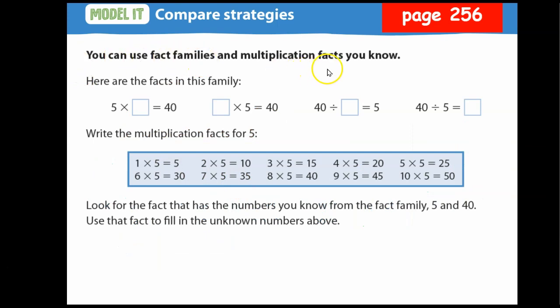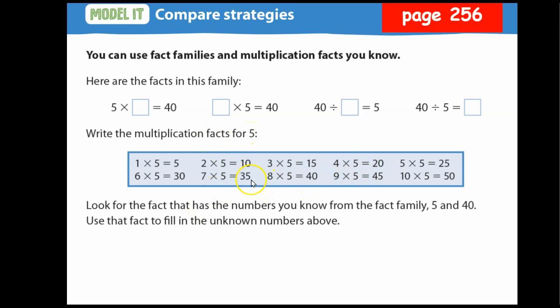It says you can use fact families and multiplication to find the facts you know. So here are the facts in this family. 5 times something equals 40. Something times 5 equals 40. 40 divided by something equals 5, and 40 divided by 5 is blank. Write the facts for 5.